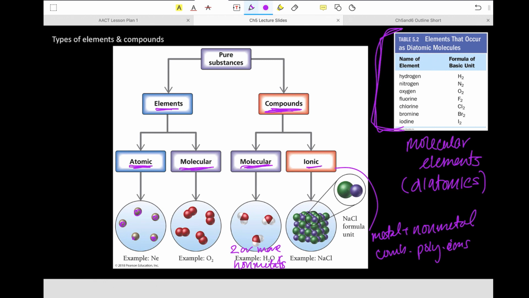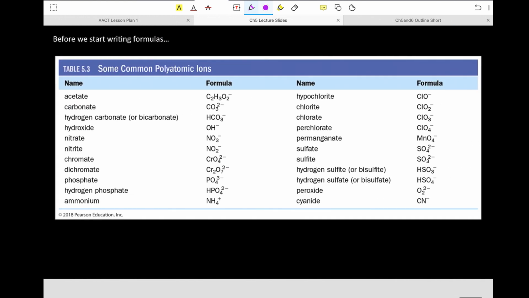So again, molecular compounds will be composed of two or more nonmetals. Ionic compounds will be composed of a metal and a nonmetal, because those make up our cations and anions respectively, right? Or some combination of metal and polyatomic ion, or multiple polyatomic ions, depending on what we're talking about, okay? All right, now, before we start writing formulas, you do need to know your polyatomic ions.